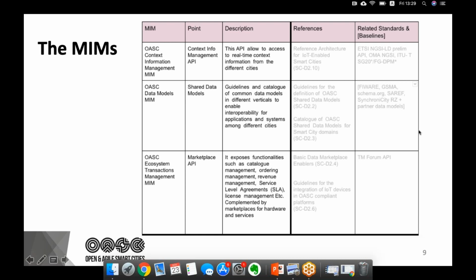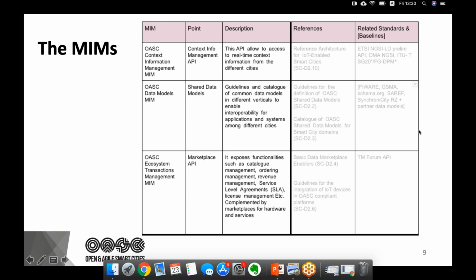Then the OASC data models MIM. Those are the common or shared data models. Eventually there will be a catalog of data models that are being used in the various verticals to enable interoperability between applications and systems among different cities, and of course the wider ecosystem around those cities. So not the cities themselves as entities, but the third parties as well.